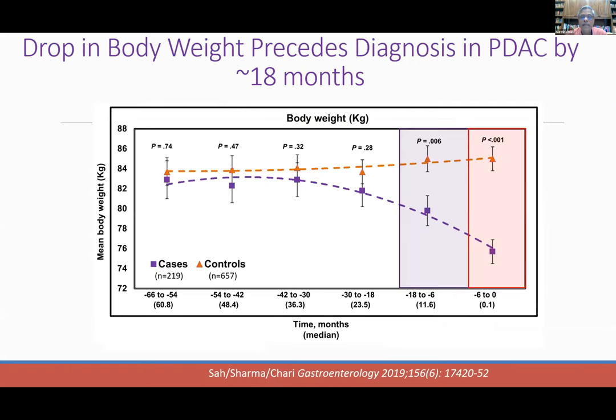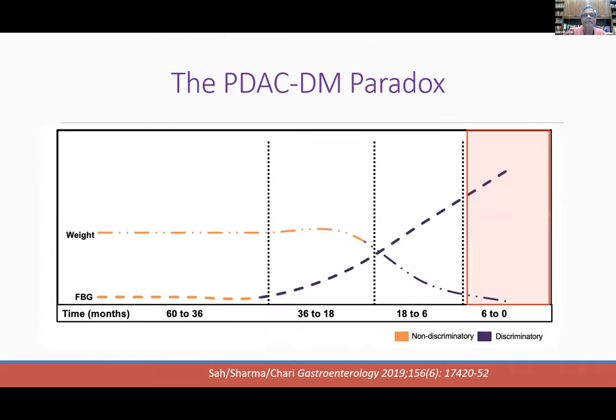This plots the weight of these patients over the same time frame. And interestingly, you will note that the weight starts dropping around 18 months before diagnosis, at a time when the patient has no symptoms. The symptoms are in red and in the red box, and this change in weight is happening well before that.